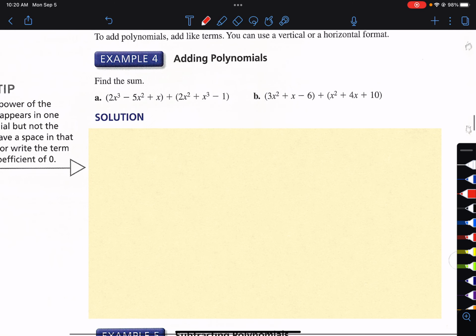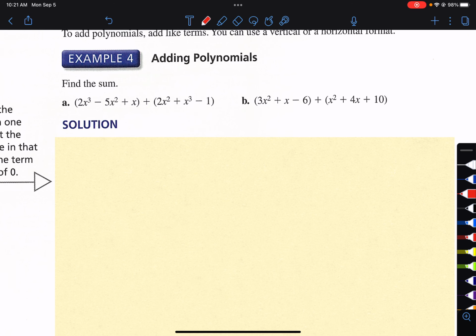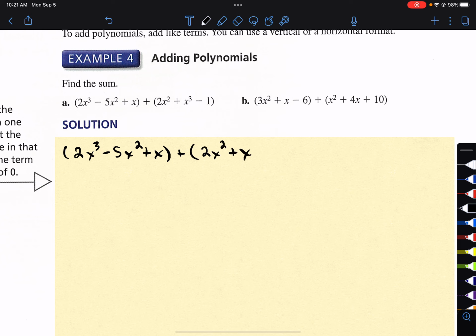So there's 2 examples down here. It wants me to add these polynomials together. So example A is, well, let's start with the parentheses. 2x cubed minus 5x squared plus x. And then it wants me to add another polynomial to it. So add 2x squared plus x cubed minus 1. Again, guys, you've already done this. You already know how to add these together. It's nothing different. We just gave the things names, right? This is a polynomial, and this is another polynomial. So now I just want you to add them together.